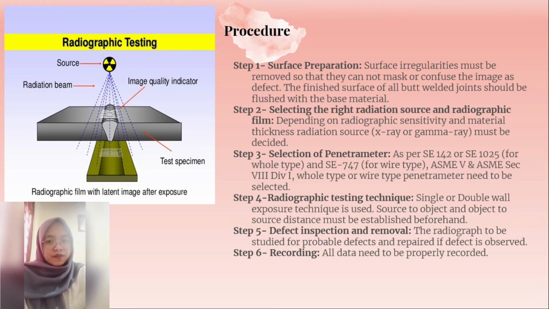For radiographic testing, we have 6 steps. Step 1, surface preparation. Surface irregularities must be removed so that they cannot mask or confuse the image as defects. Second, selecting the right radiation source and radiographic film. Depending on radiographic sensitivity and material thickness, the radiation source, X-ray or gamma ray, must be decided.